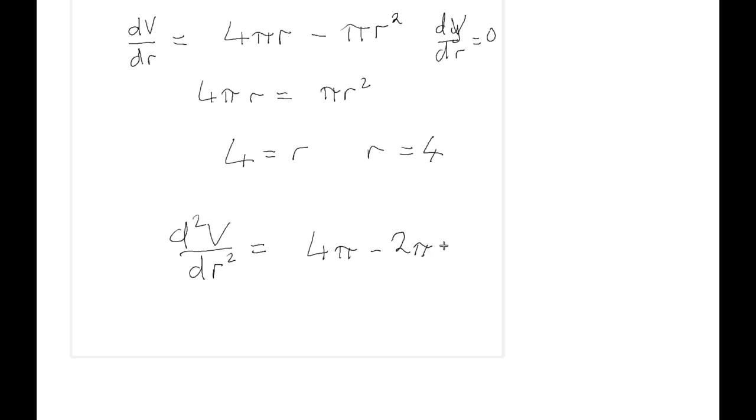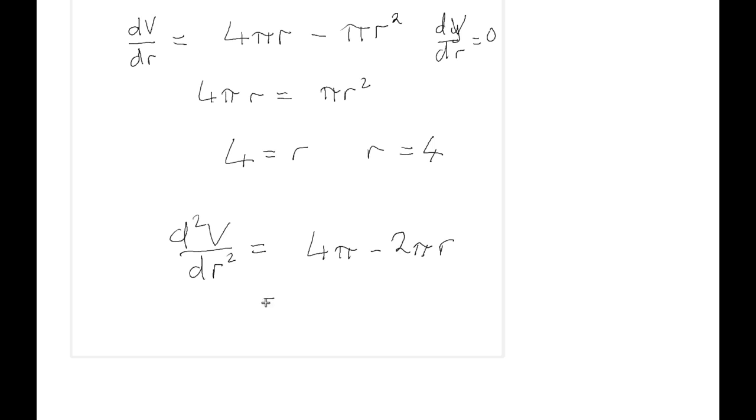minus 2 pi r. Okay, right, if I put my 4 into this radius, will I get a negative answer or a positive answer? I don't really need to do the maths at all. I just need to know if it's a negative or a positive number. So obviously, if I put 4 in there, I'm going to have my 4 pi there. This is 2 times bigger, so obviously it's going to give me a negative answer.